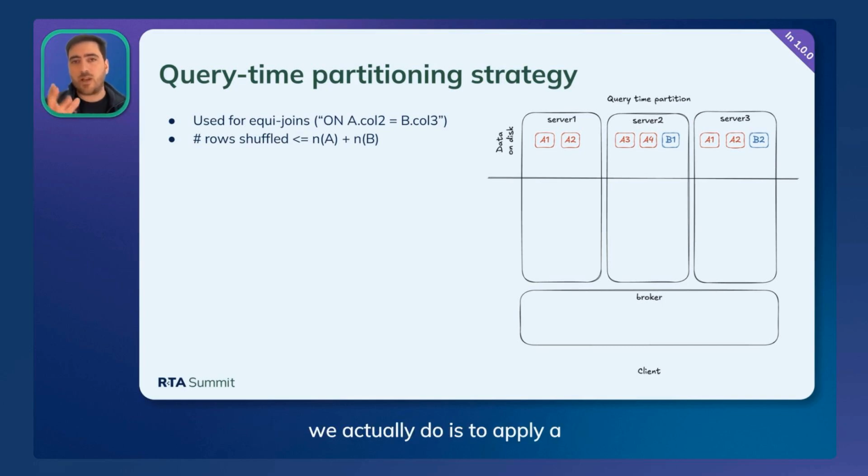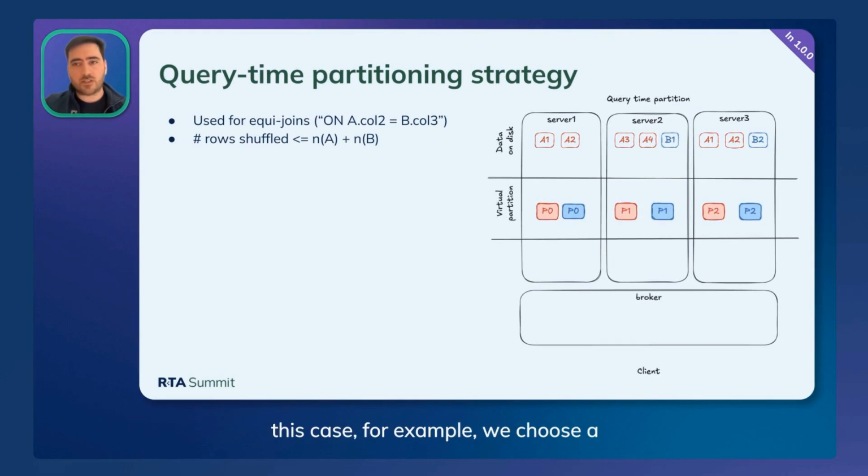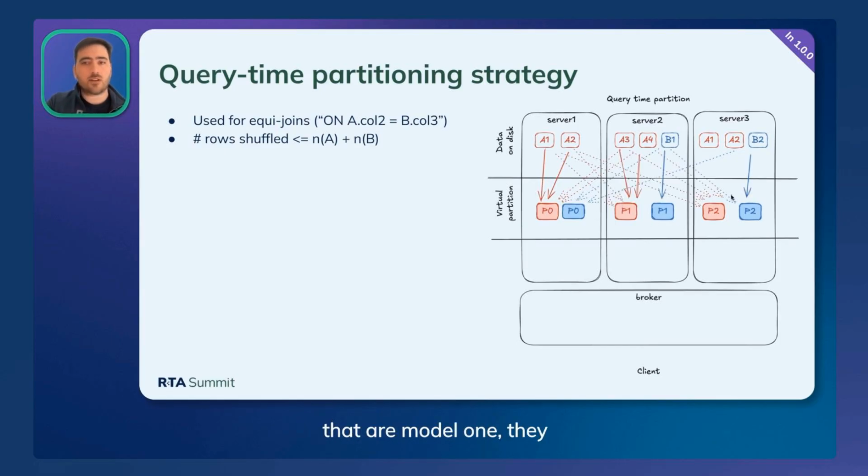And the thing we actually do is to apply a hash, decide parallelism. In this case, for example, we choose a parallelism of 3, and say, okay, let's apply a hash to the value we are going to use to join, and then modulo the number of partitions we have, in such a way that we guarantee that all rows whose hash modulo is equal to 0 are going to be in this partition. The ones that are modulo 1 are going to be in the other one, and modulo 2 are going to be in the other one.